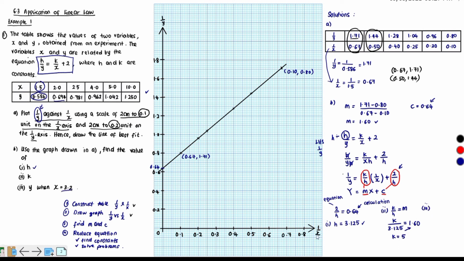B3, find y when x is equal to 3.2. We cannot read the value directly from the graph because the graph is 1 over x on the axis, so you need to find 1 over x first. So 1 over x is equal to 0.31. From 0.31, move up a dotted line like this, then move to the vertical axis. You will get 1.14. This is the value of 1 over y, so 1 over y equal 1.14. Rearrange it, you will get y is equal to 0.877.